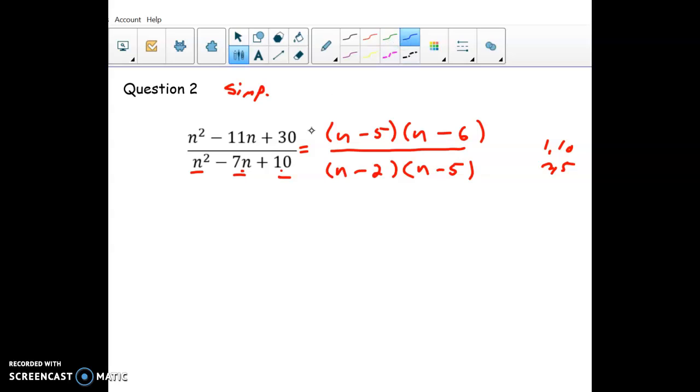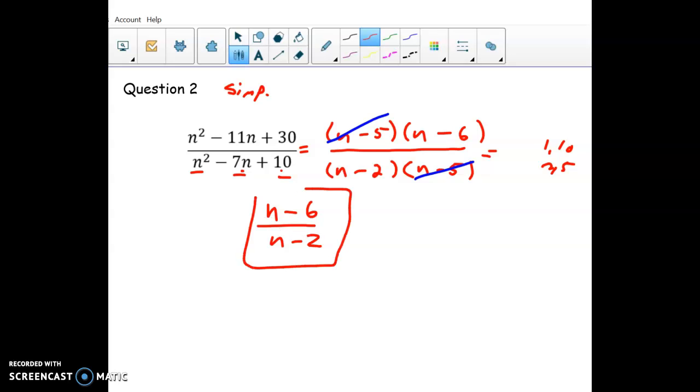Now the fun part, just cancel out. So go zoom, zoom, take those 2 out. So what we're left with is n minus 6 over n minus 2. That's all that's left. That's our simplified version.